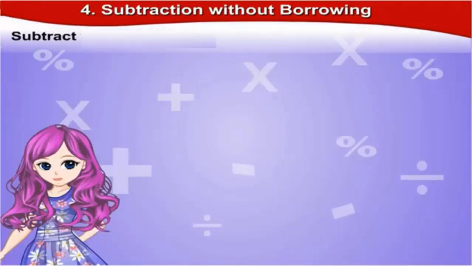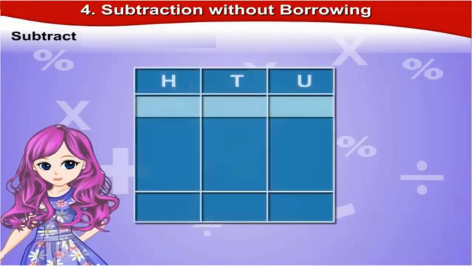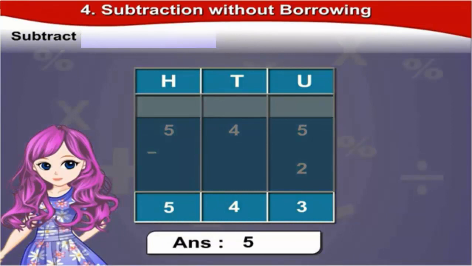Well, children, you've understood the concept of subtraction. Let us do some sums now. Subtract 545 minus 2. Now you know that we'll begin subtraction from the units column. 5 units minus 2 units is 3 units. In the tens column we have 4 tens, and in the hundreds column we have 500. So it is 5 hundreds, 4 tens, 3 units, which means the answer is 543.